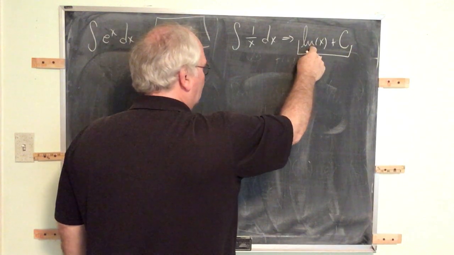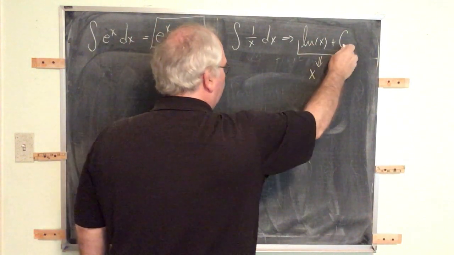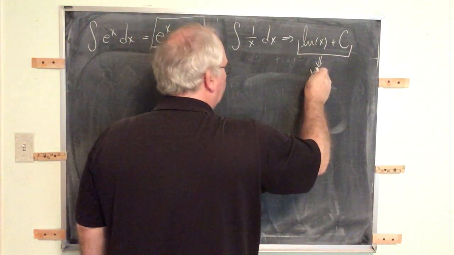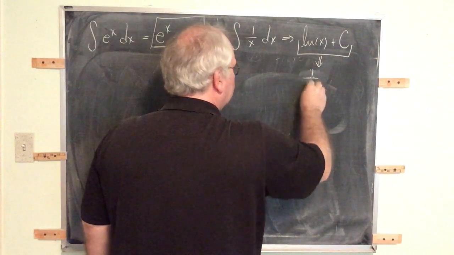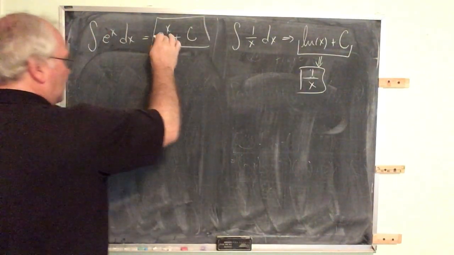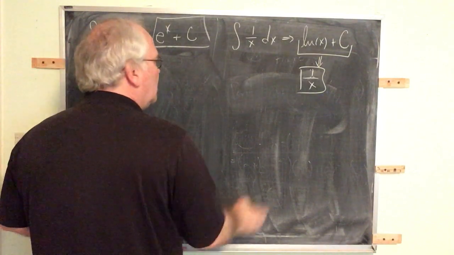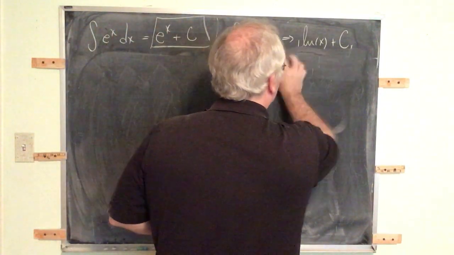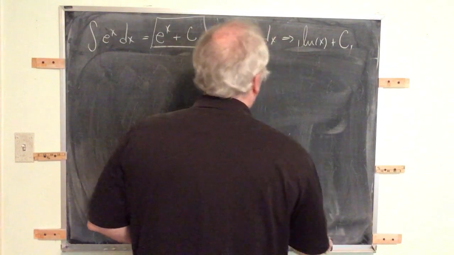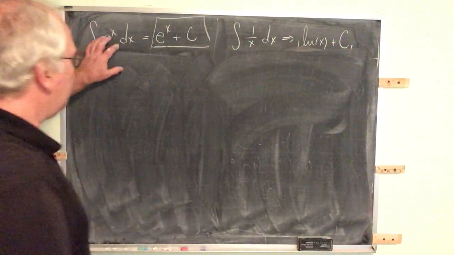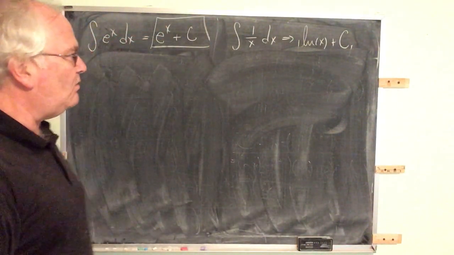The derivative of a constant is 0. I'm sorry, the derivative of natural log of x is 1 over x. Right? The derivative of e to the x is e to the x. So those are our rules for the derivative and antiderivative of e to the x and the antiderivative of 1 over x.